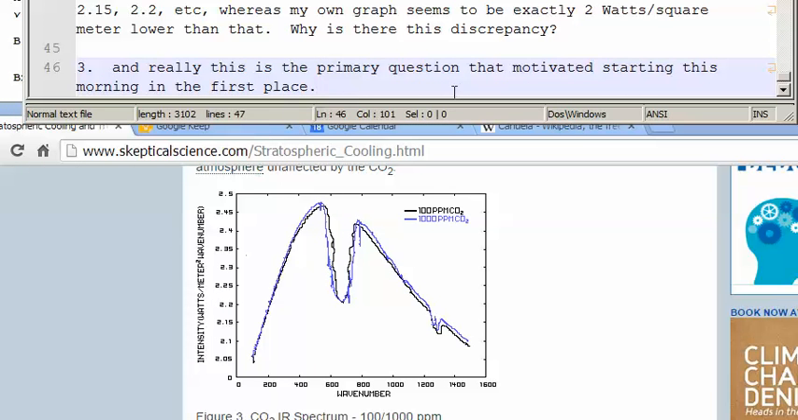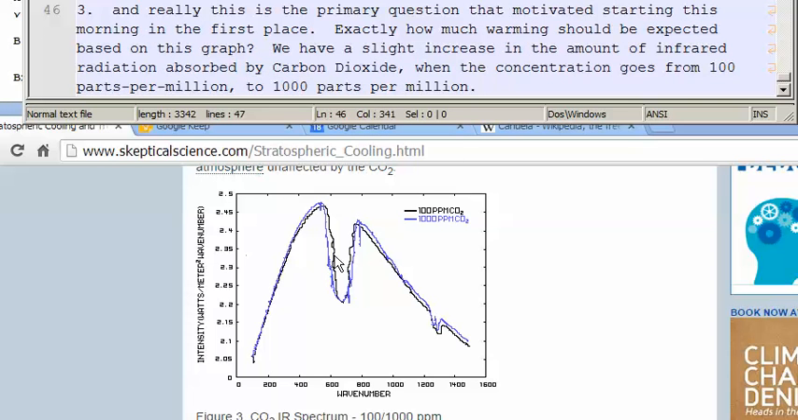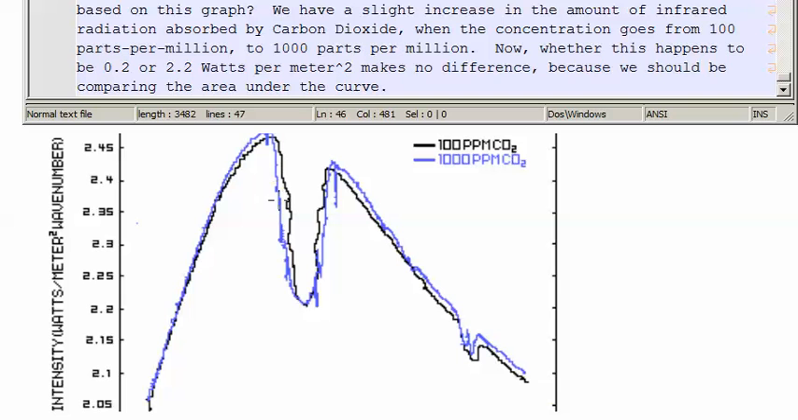Question 3, and really this is a primary question that motivated starting this morning in the first place. Exactly how much warming should be expected based on this graph? We have a slight increase in the amount of infrared radiation absorbed by carbon dioxide when the concentration goes from 100 parts per million to 1,000 parts per million. Now really, in this instance, whether this represents 2.2 watts per meter squared or 0.2 watts per meter squared makes no difference, because what we're going to be comparing is this area under the curve, or between the two curves.